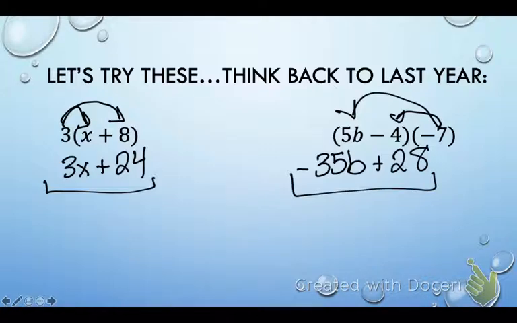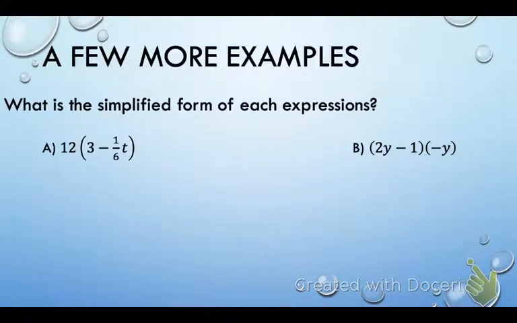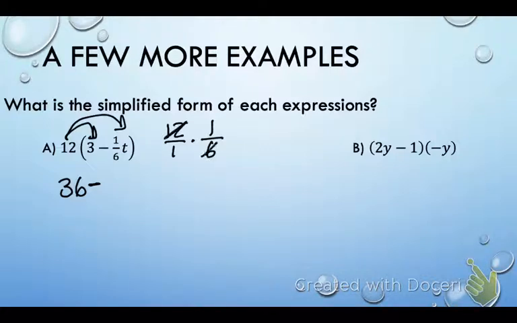Okay, so you should remember that pretty well from last year. All right, so these ones are a little bit more complicated, so that's why I wanted to show it to you. Just a little, not really. So we're going to distribute to the inside. So 12 times 3 is 36. 12 times negative 1/6 is going to be negative. And then I'm doing 12 over 1 times 1 over 6. I multiply across, but first I can cross simplify. So I get 2t.